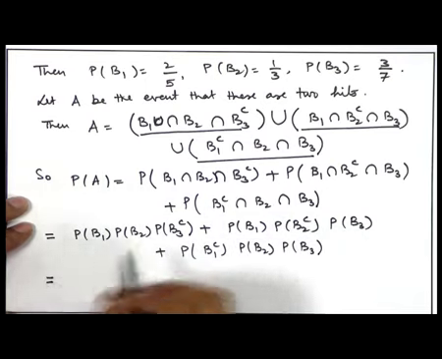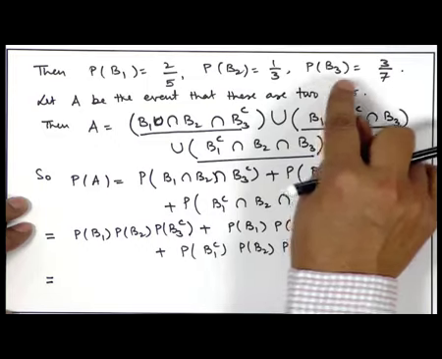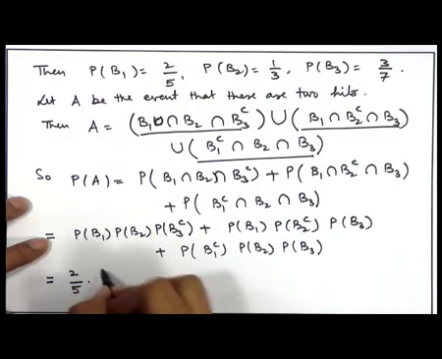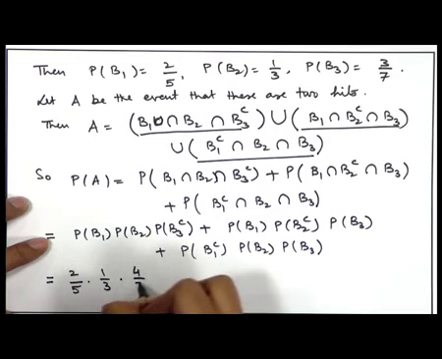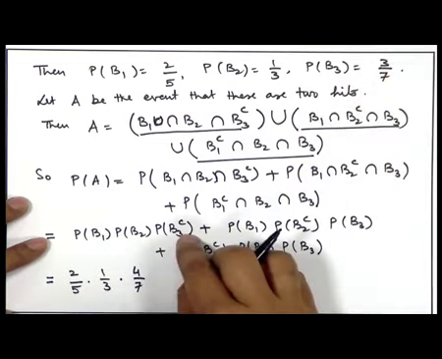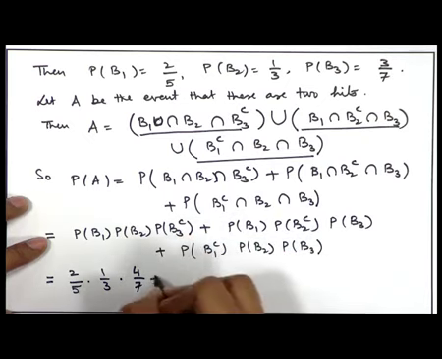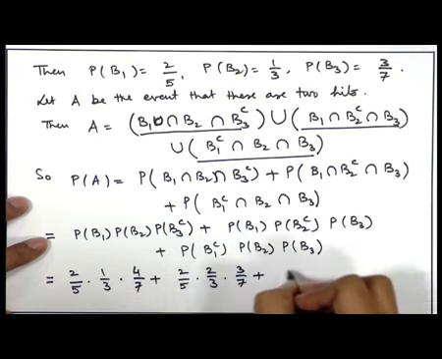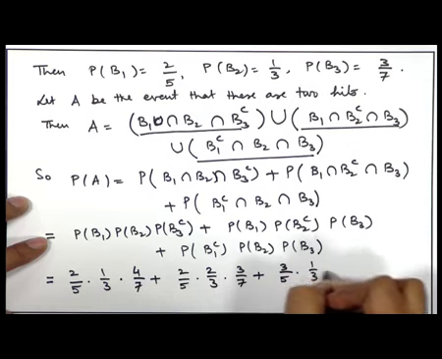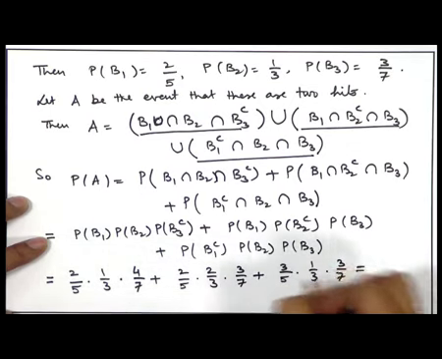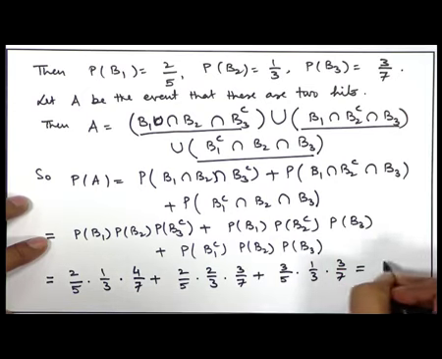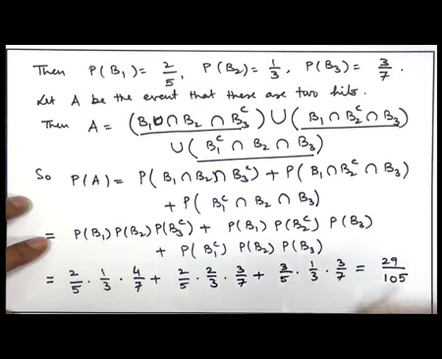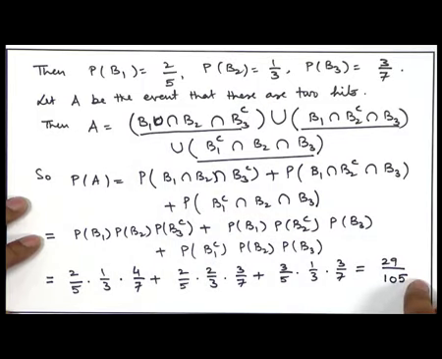Now, all the values of these probabilities of B1, B2 and B3 are available. So, we can substitute them here. Probability of B3 is 3 by 7. So, probability of B3 complement will become 4 by 7. So, this term can be easily simplified and we get it to be equal to 29 by 105. So, the probability that there are exactly 2 hits is equal to 29 by 105.